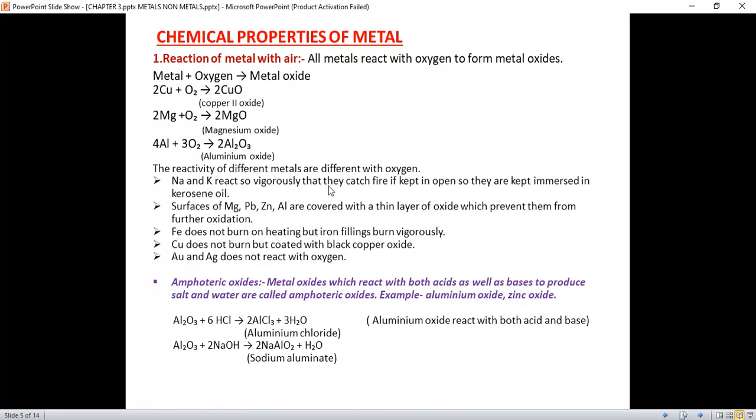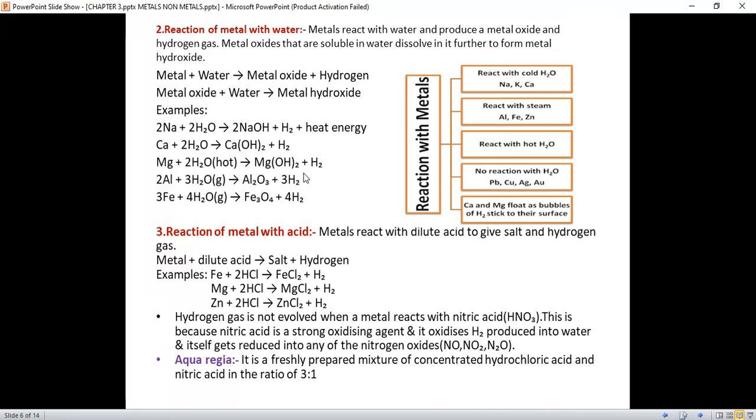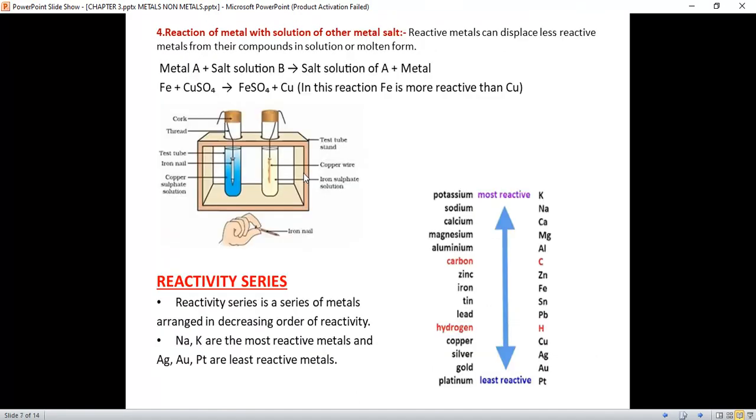Chemical properties of metals. Metals can react with air to form metal oxides. Amphoteric oxides are those oxides which can react with both acids and bases to form salt and water. Examples are aluminium oxide and zinc oxide. Reaction of metal with water: metal reacts with water to form metal oxides, and these metal oxides will further react with water to form metal hydroxide. Next, reaction of metal with acids. Metals react with dilute acid to form salt and hydrogen gas.